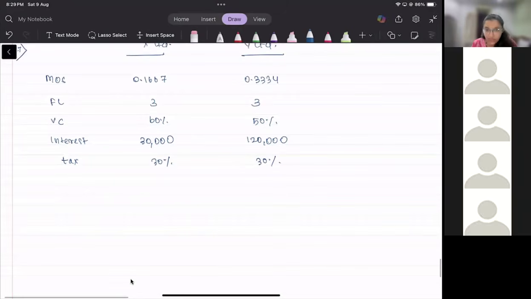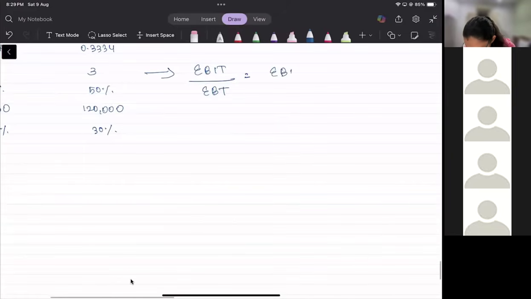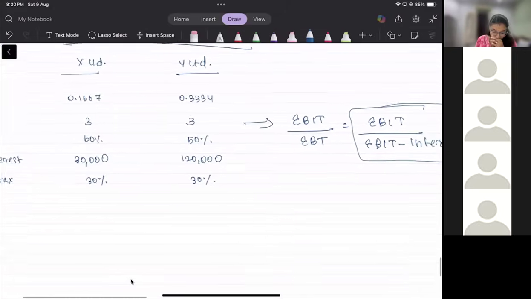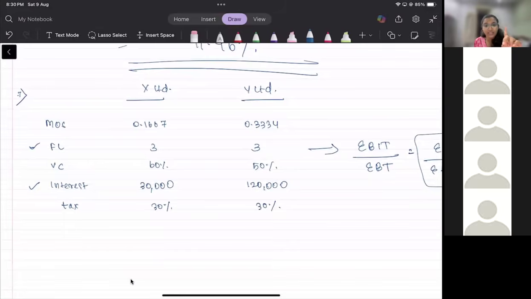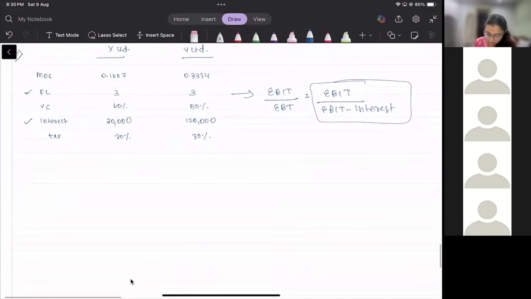I'll tell you one thing. If you get a question on leverages and financial leverage is given in the question and they have given interest also, you can find EBIT from this. What is the formula for financial leverage? EBIT by EBT. What is EBT? You can write EBT as EBIT minus interest. So if they have given financial leverage and interest, this is the first step you can do. You get a starting point.